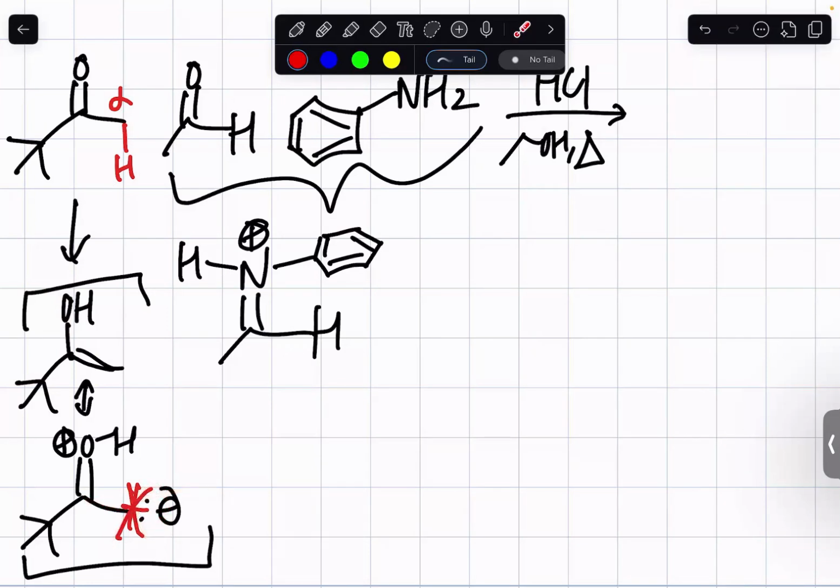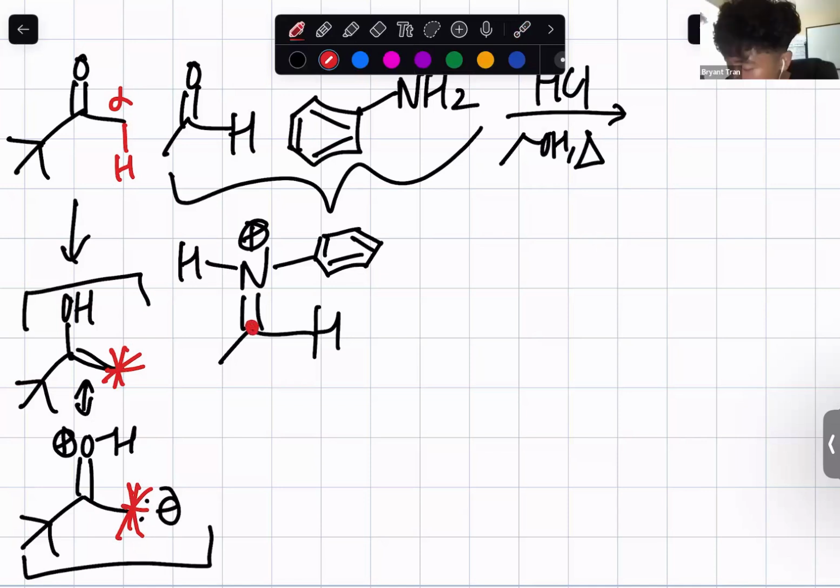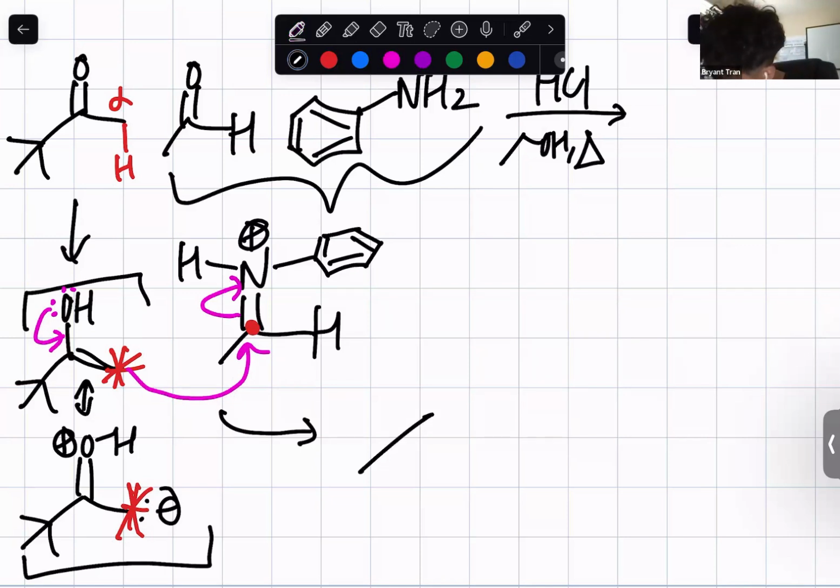So for the enol, the alpha carbon here is the nucleophile. The electrophile is going to be this iminium carbon right here. Now, to predict the product quickly, this is what we're going to do. That nucleophile is going to attack the electrophile by having the carbonyl get reformed. The star attacks the dot, the double bond pushes up onto the nitrogen, giving us this final product right here.